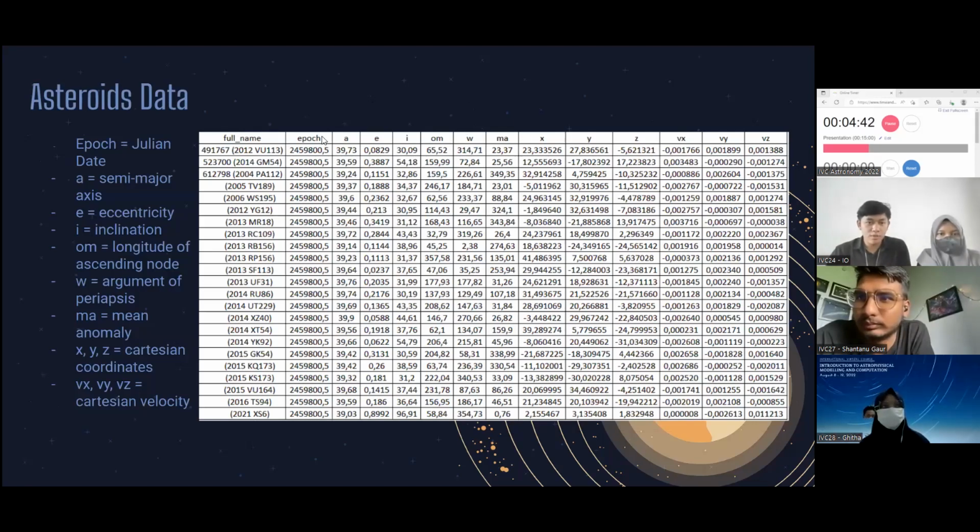As you can see, the epoch is all the same. A is the semi-major axis, E is the eccentricity, I is the inclination, OM is the longitude of the ascending node, W is the argument of perihelion, MA is the mean anomaly, and X, Y, Z and VX, VY, VZ are the 6 orbital elements in Cartesian coordinates.